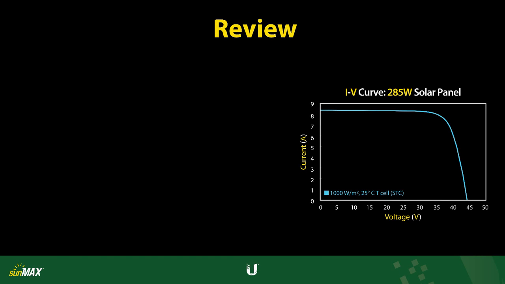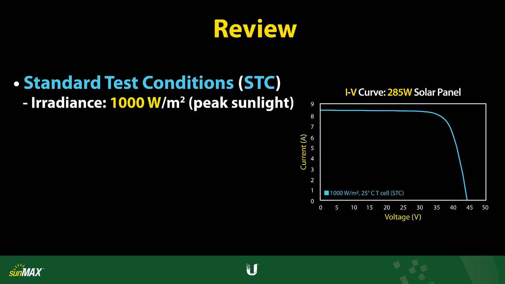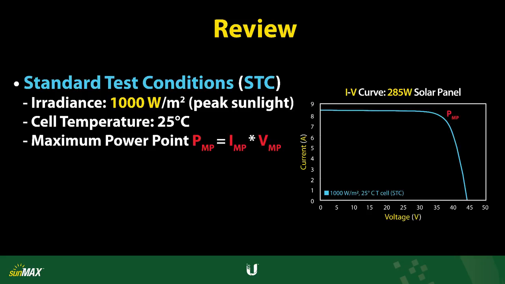To review, an IV curve represents the power performance of a solar module. Standard test conditions plot power performance with an irradiance rating of 1,000 watts per square meter and an average cell temperature of 25 degrees Celsius. The maximum power point on an IV curve is the point where voltage and current produce peak power.